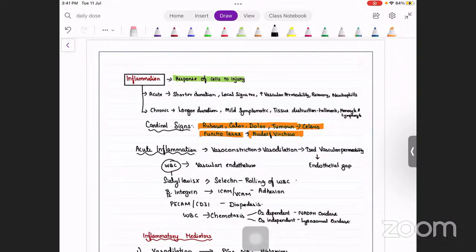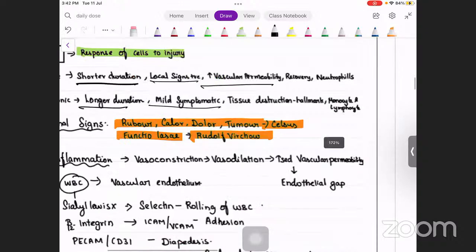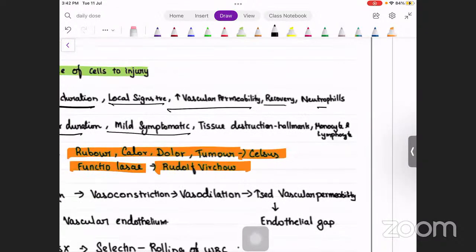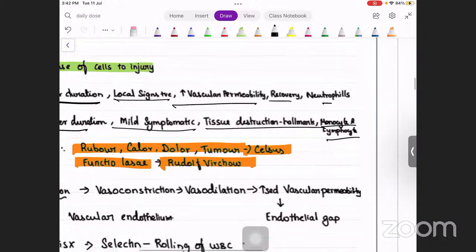Since it is acute, it is of shorter duration, while the chronic one is of longer duration. You see local signs positive in the acute, while the chronic one has mildly symptomatic patients. Then you have increased vascular permeability and neutrophils in acute inflammation, while mainly monocyte and lymphocyte mediated reactions you see in the chronic, with tissue destruction as a hallmark of chronic inflammation. Okay, very important.